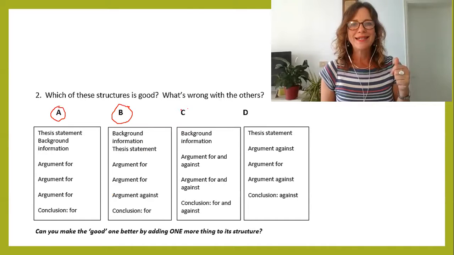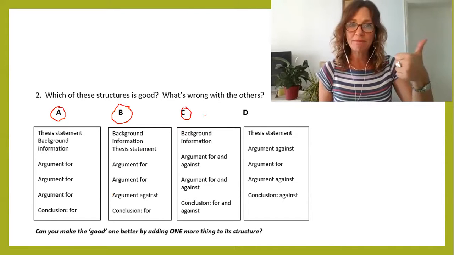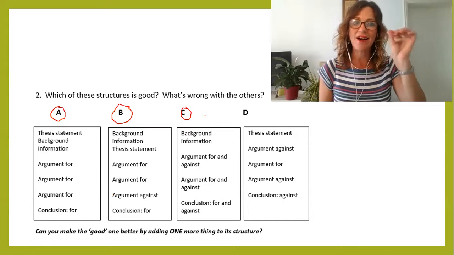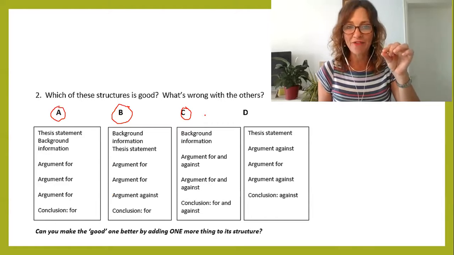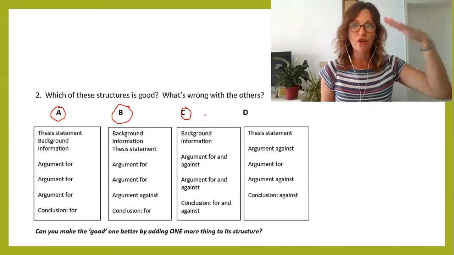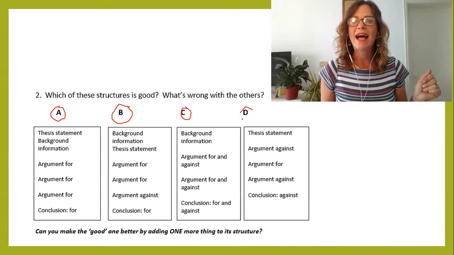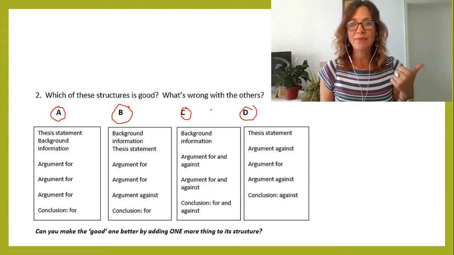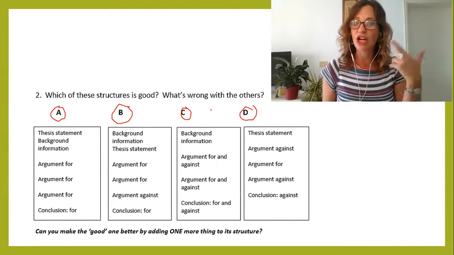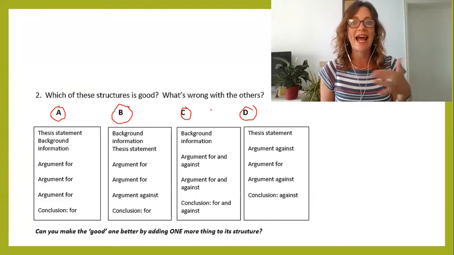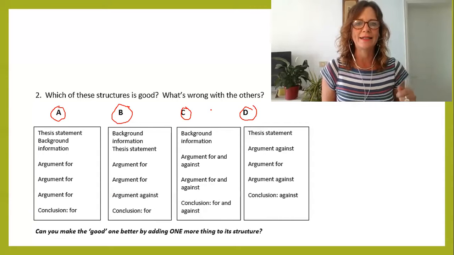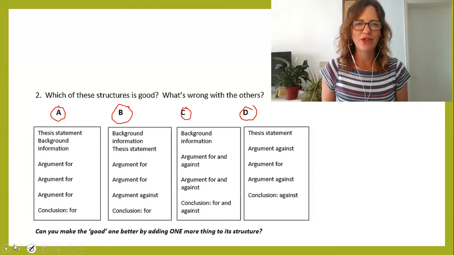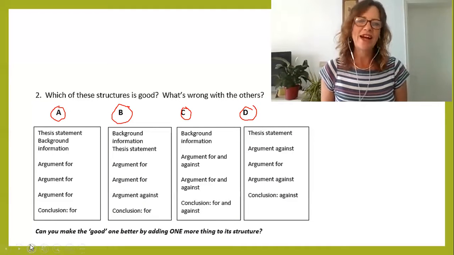Okay. C, you've got your background information. The next paragraph is argument for and against, argument for and against in the paragraph after that, and the conclusion, also for and against. And finally, you've got your D, your thesis statement, your argument against, your argument for, your argument against, and your conclusion against. Which one is the best structure? What do you think? Shout it out. Tell me.